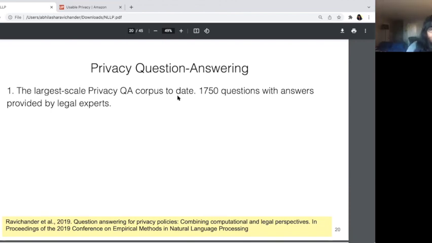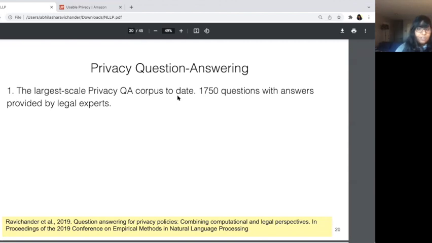I want to talk a little bit about how this corpus was constructed, because traditional QA corpus collection methodology typically involves showing crowd workers passages and having them ask questions about them. But we don't really want to do this with privacy policies, both because we can't really expect crowd workers to process privacy policy language meaningfully and ask good questions, but also we don't want to limit crowd workers to asking questions only about things that are there in the privacy policy.